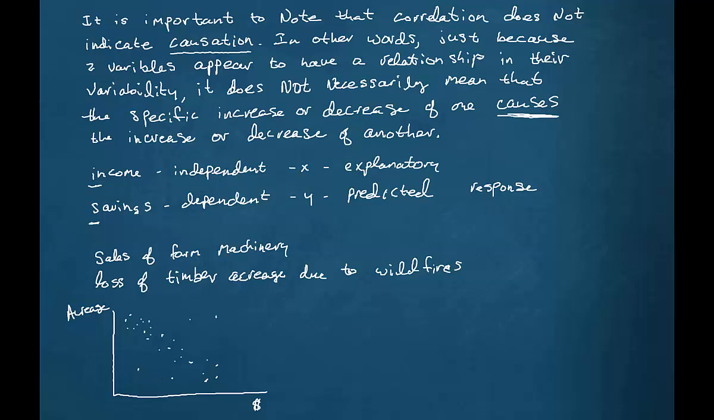We might have an outlier or two somewhere like this, but it appeared to have quite a negative and linear looking relationship. And it would appear as though we could draw some sort of a straight line through this data like this. But in our minds, it seems, well, how would sales of farm machinery have an effect on loss of timber acreage due to wildfires? And in reality, it certainly doesn't. So we would say that these two variables do not have a causation effect.